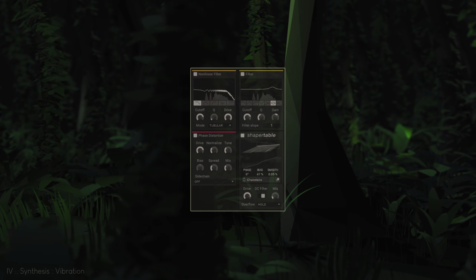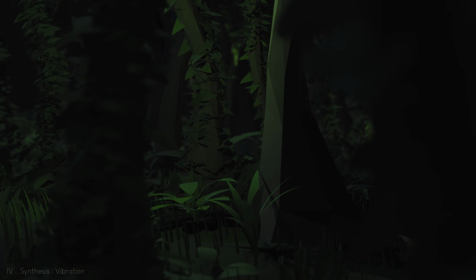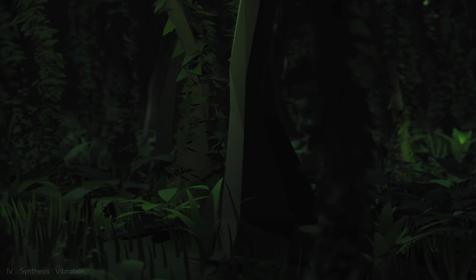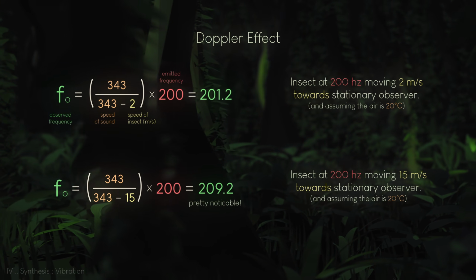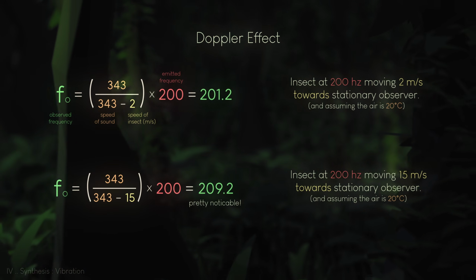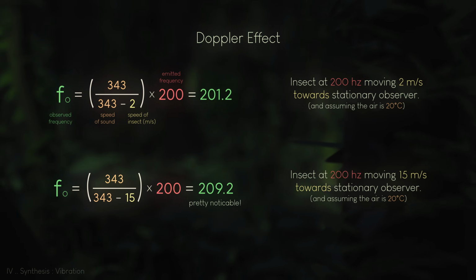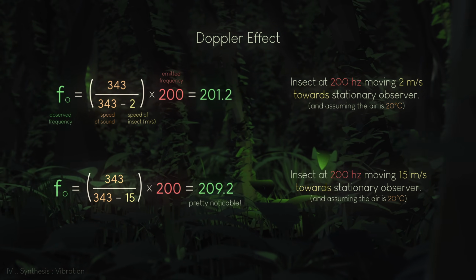Now, to make the fly actually move through space, you'll want something that not only simulates distance, but also the Doppler effect. Flying insects can move anywhere from 2 to 15 meters a second depending on the insect, which in many cases will cause a noticeable Doppler effect.